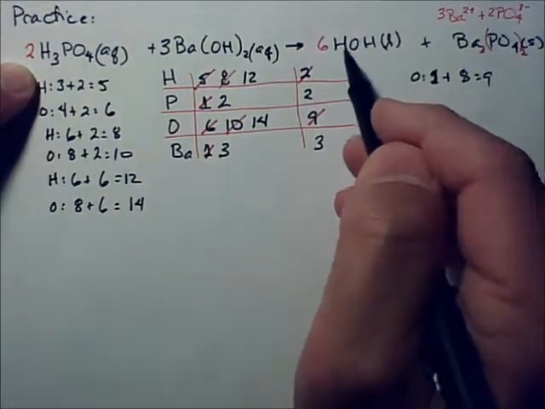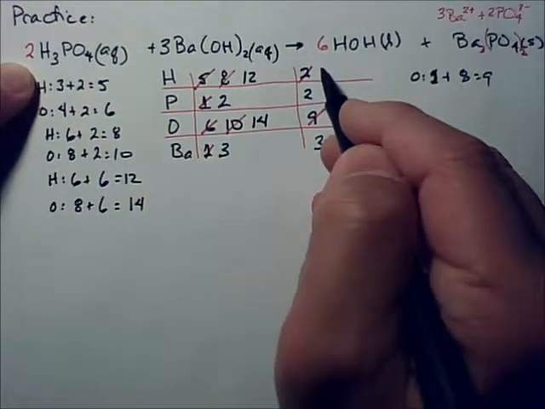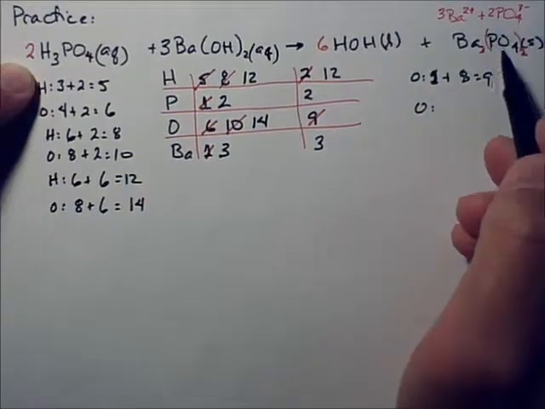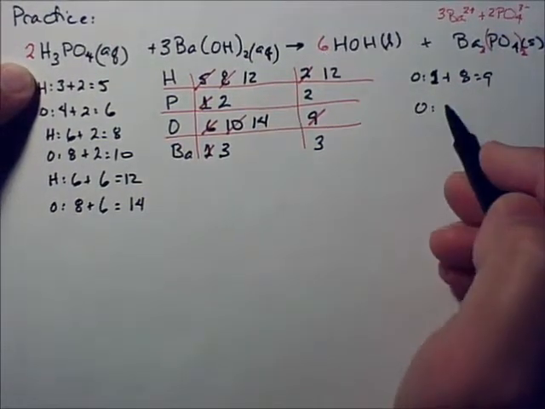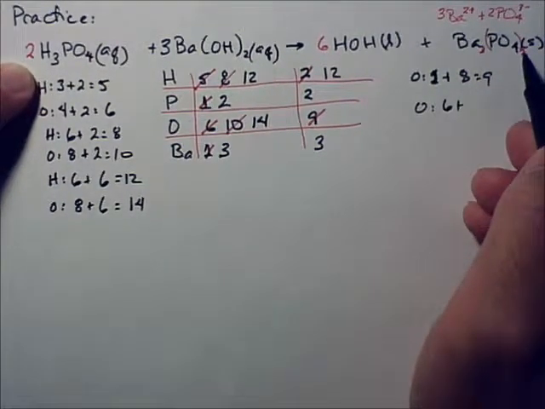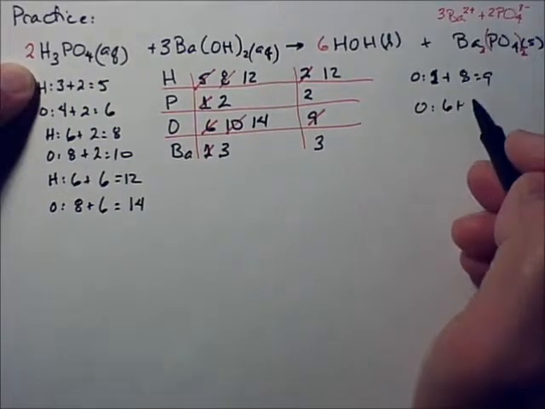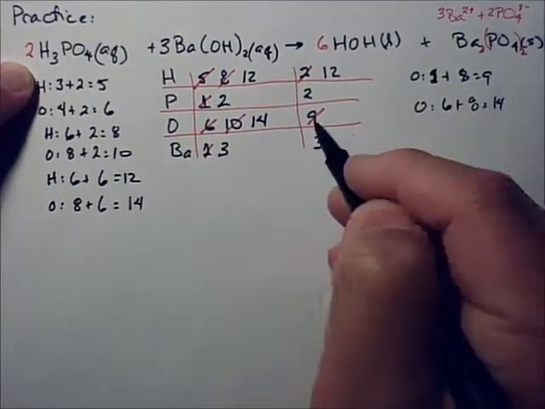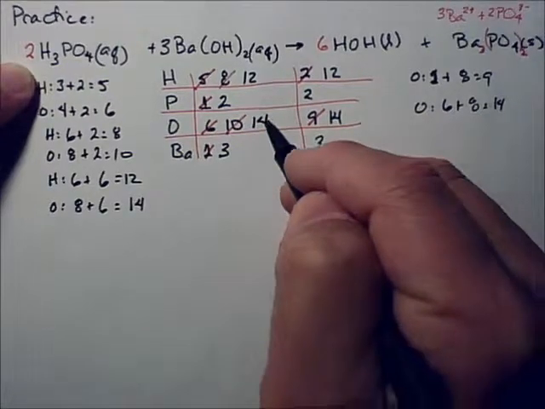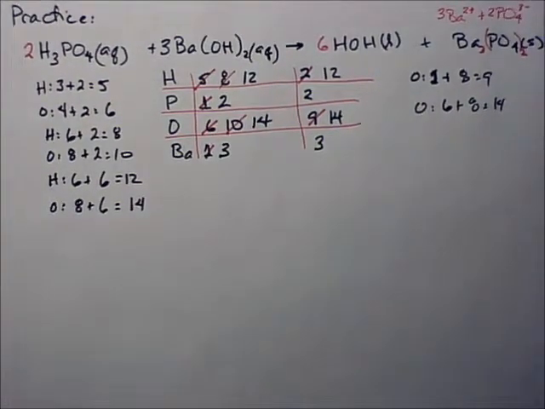So I only have hydrogen in this formula. I have 2 of them, times 6 is 12. So oxygens I have 6 times 1 is 6, plus 4 times 2, 8. So that's 14. And both sides of the equation are balanced. Okay? So the equation is balanced. Now we're ready to write the complete ionic equation.